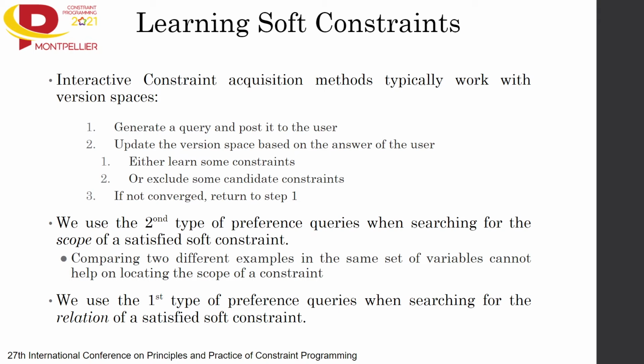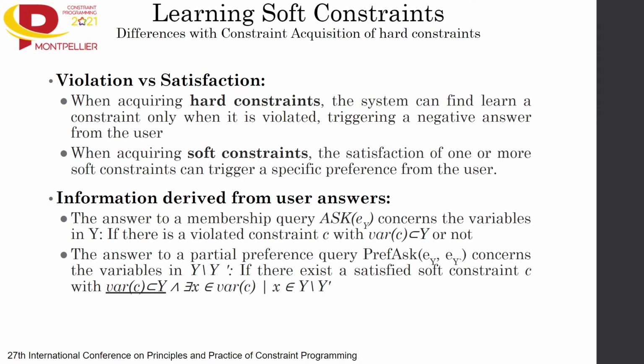Interactive constraint acquisition typically uses the following procedure in order to find the target network using version spaces. First, generate a query and post it to the user. Then, update the version space based on the answer of the user, either by learning some constraints or by excluding some candidate constraints, shrinking the version space. Then, if not converged, return to step 1. We will use this procedure too, but with several differences compared to the acquisition of hard constraints. Let's now focus exactly on these differences.